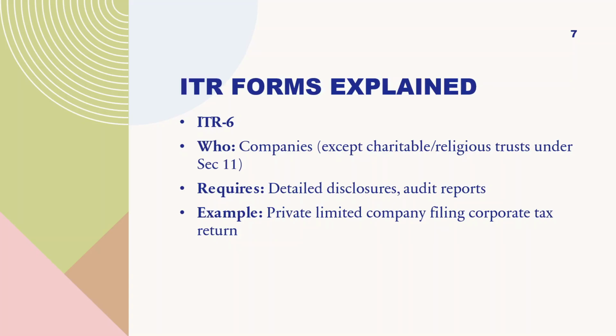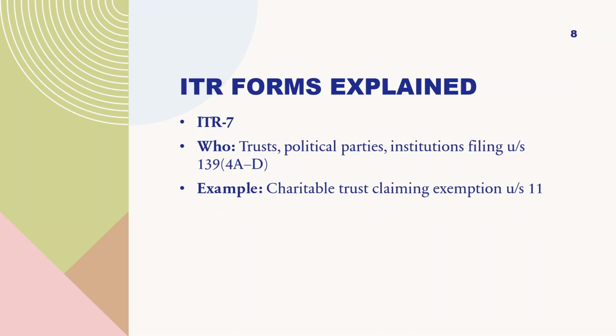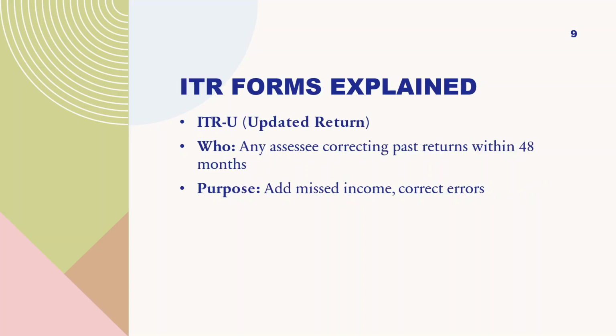So all private limited companies need to file ITR 6. ITR 7 is applicable to trusts, political parties, and institutions filing under section 139(4A) to 139(4D). So this is applicable for those kinds of assessees. An example, a charitable trust claiming exemption under section 11 has to file ITR 7.